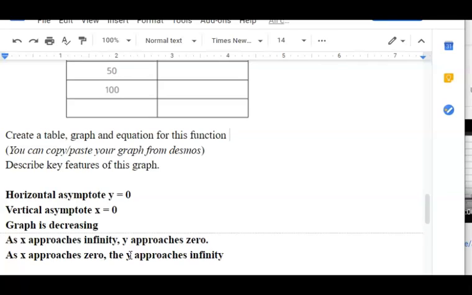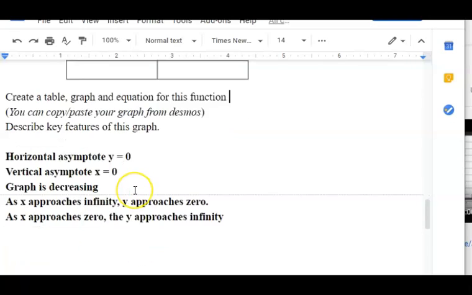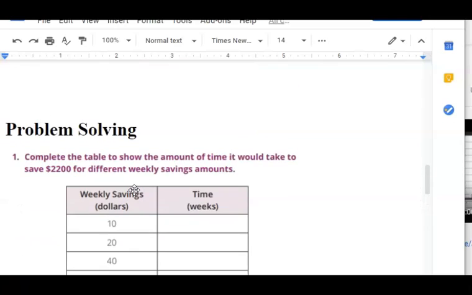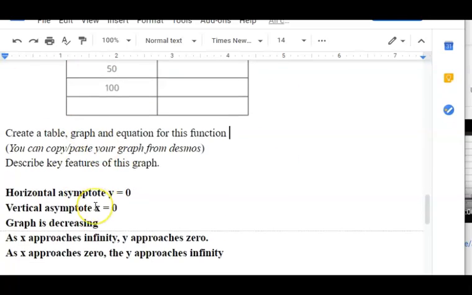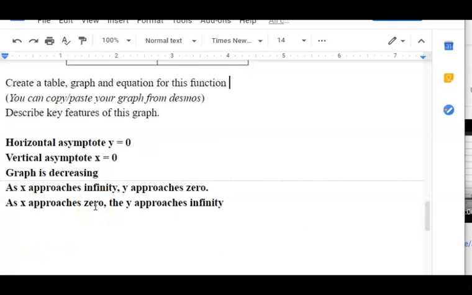This is a nonlinear graph. It's a curved graph. Those are other things you can add. It is a rational function because it does have the variable x in the denominator. So those are your key features. So this is the end of your assignment. As long as you've answered these questions, then you've done sufficient work on this part of the assignment.